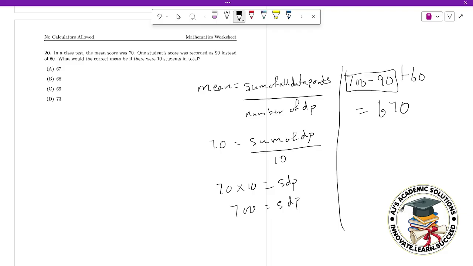And what it wants us to find is the correct mean. So for the correct mean, the total that should have been is 670, and the total number of participants is 10. Sorry about that, let me erase this one time. Good. So 670 divided by 10 leaves me with 67, giving the answer here to be A.